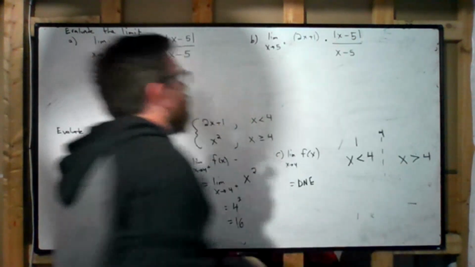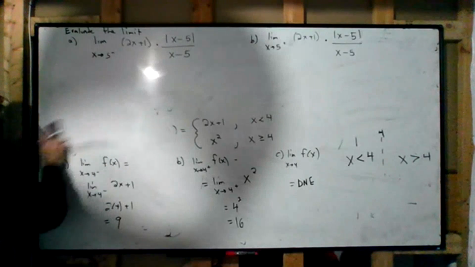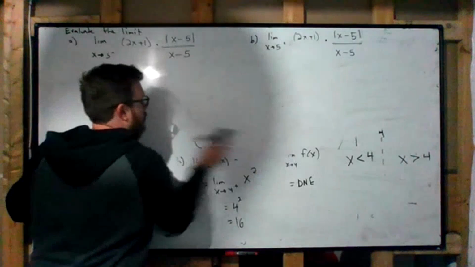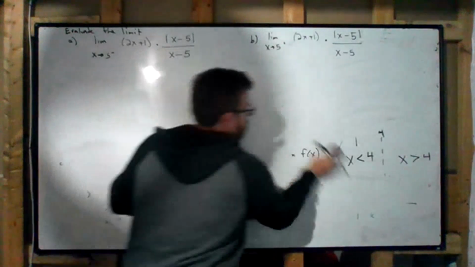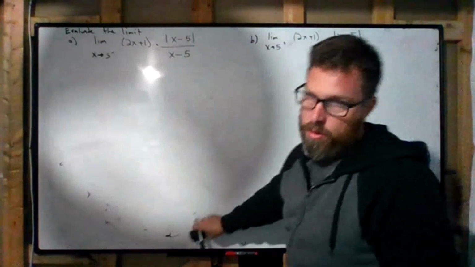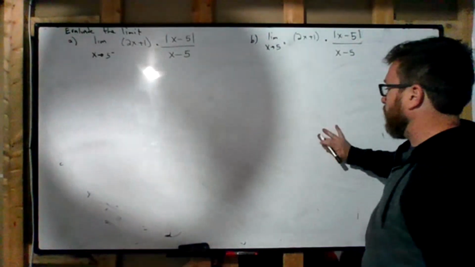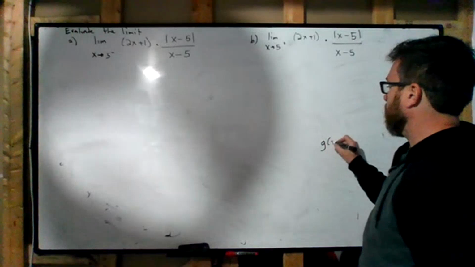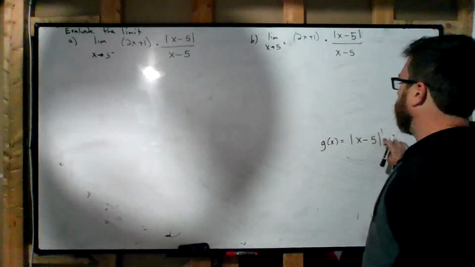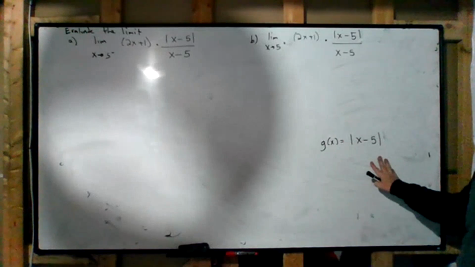Okay. Well, the only new thing here is absolute values, right? It's the only thing that you probably haven't had a lot of experience with. So what I want to do is just talk about the absolute value of x minus 5 itself and what it turns into. So if I just have, say, g of x is equal to the absolute value of x minus 5, what's another way of writing this? Well, absolute values are piecewise functions.